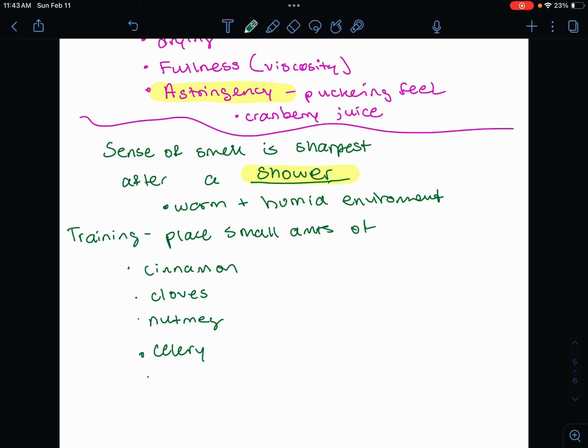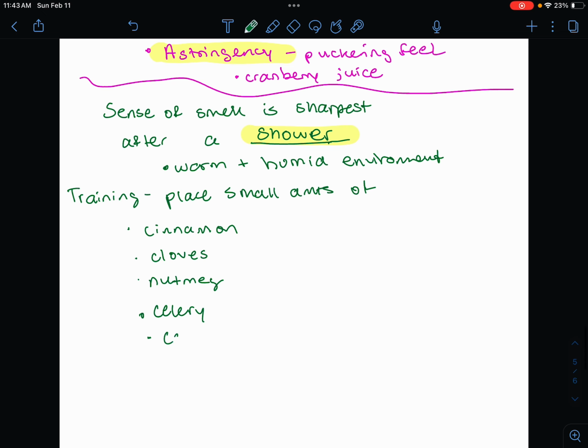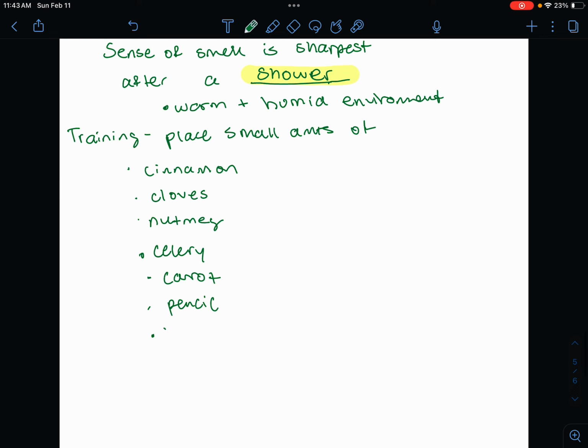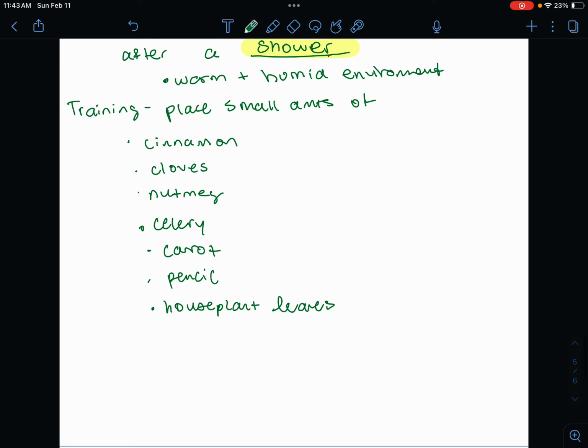Celery, carrot, pencil shavings, and houseplant leaves. And you're going to put them in tiny jars. Each day you try to smell them and try to identify the scents without peeking at their label.